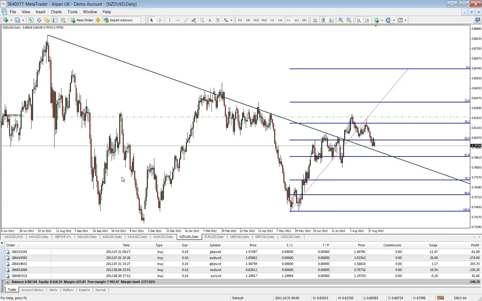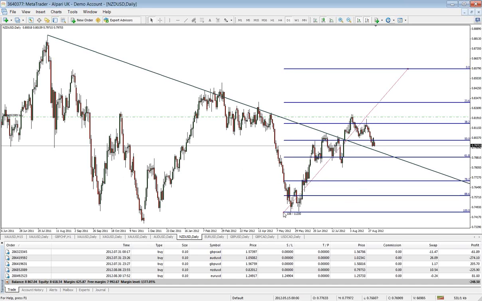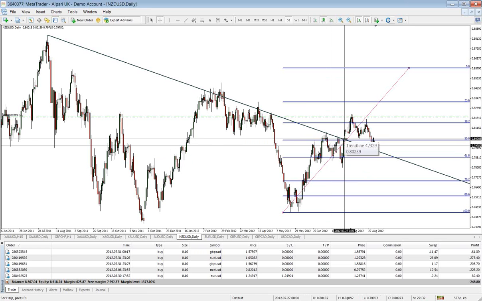Let's look now at the New Zealand dollar. As I said, the Australian and New Zealand dollar are very correlated, and most of the time they do go in the same direction. Okay, so now we have a simple downtrend trend line. We had a breakout of this trend line.